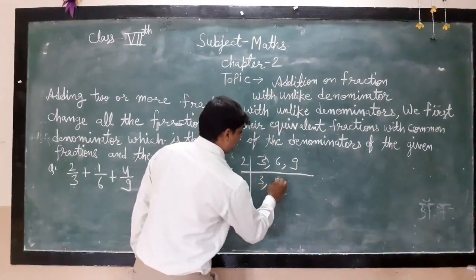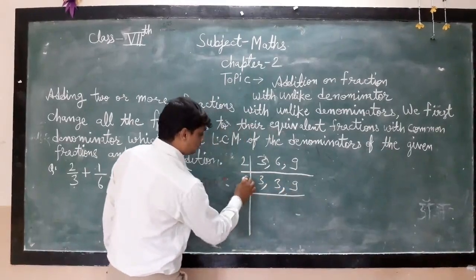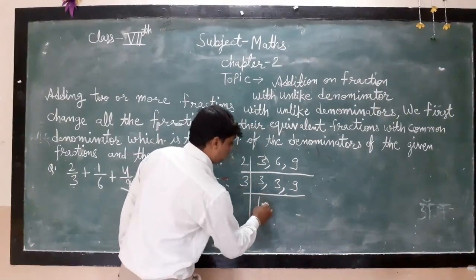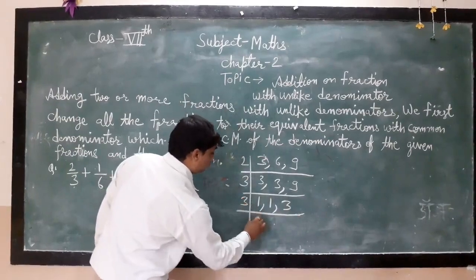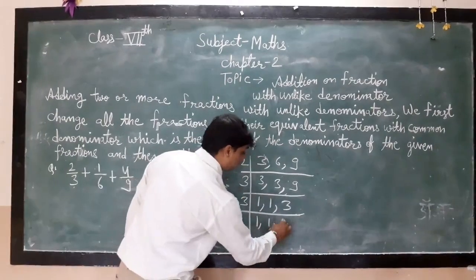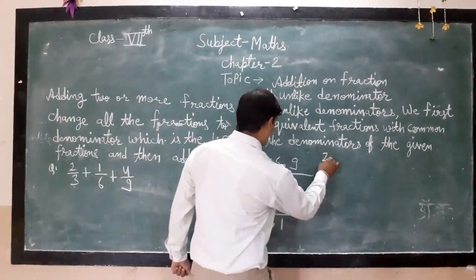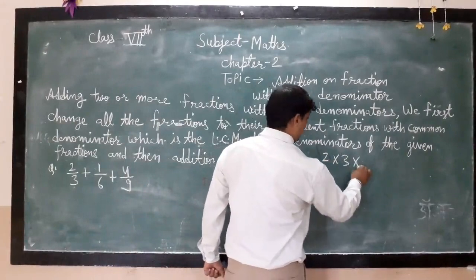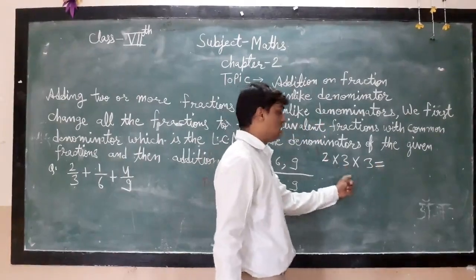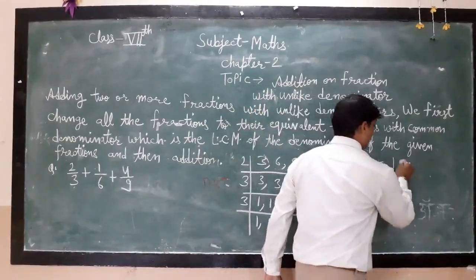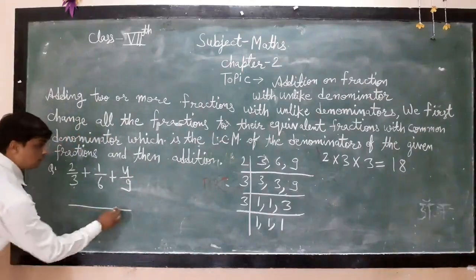3, 9 upon 1, 3, 1. Now the LCM is 2 multiply 3 multiply 3. The LCM is 2 threes are 6, 6 threes are 18. The LCM is 18.